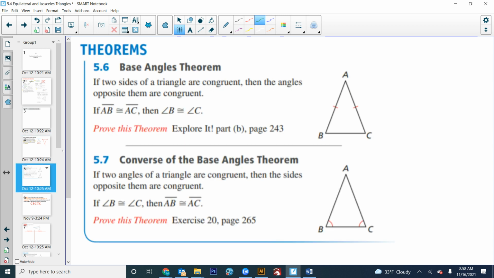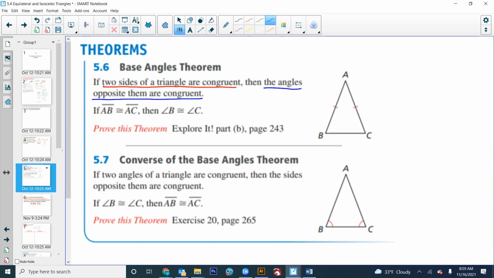Not that challenging. We don't need to write all this down, but there's the base angles theorem and the converse. Do you remember what the converse was? What does the converse of a theorem do? Switches the if. Good. It switches the hypothesis and the conclusion. Switches the if and the then. So the base angles theorem says if two sides of a triangle are congruent, the angles opposite them are congruent. Tally, that's what you were getting after.